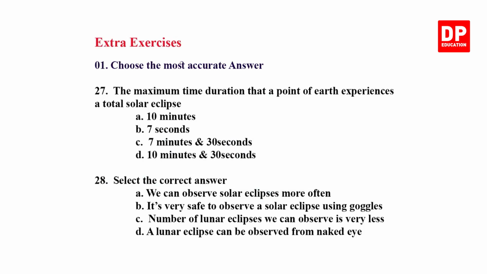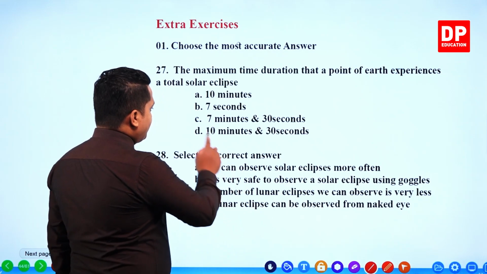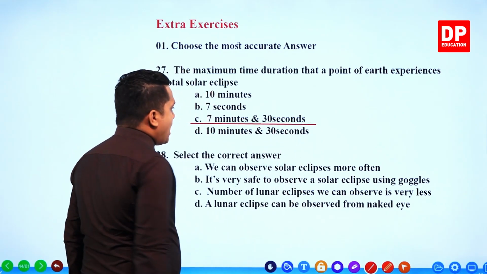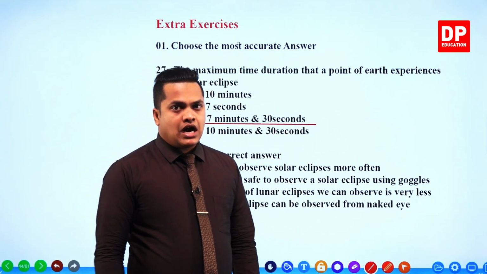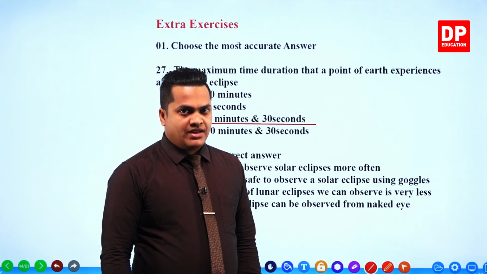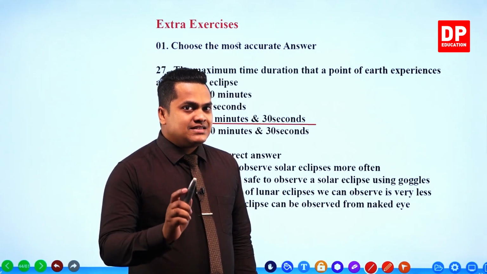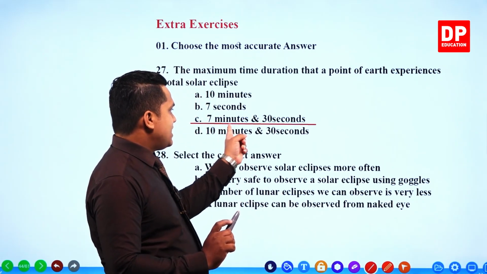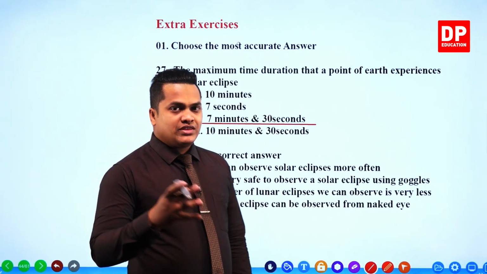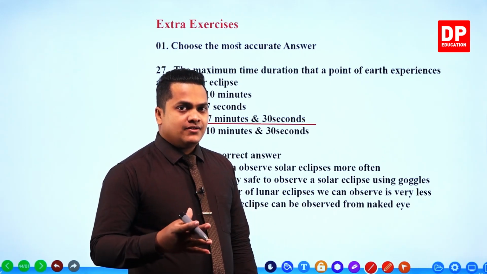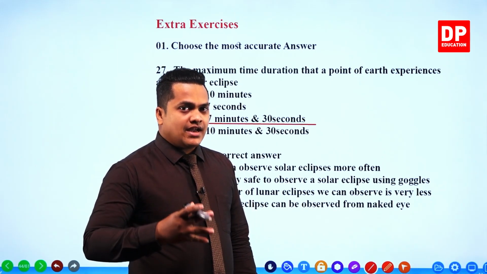The maximum time duration that a point on Earth experiences a total solar eclipse. This is very simple. 7.5 minutes is the answer. So 7.5 minutes means 7 minutes and 30 seconds. So this is the time taken, right?